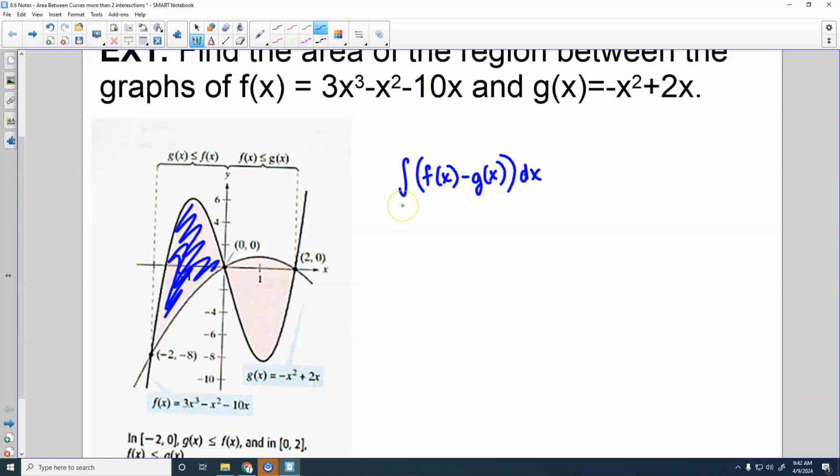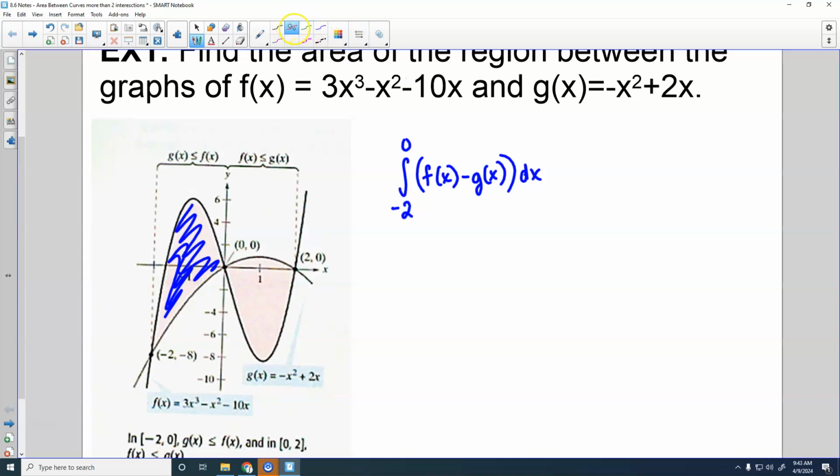What should be my limits for that? -2 to 0, right? We're looking at the x-axis, the furthest to the left over here, that x-coordinate is -2, and 0 is where we cross here. So that gives me this area. But once I get past 0, the function that's on top switches, right?